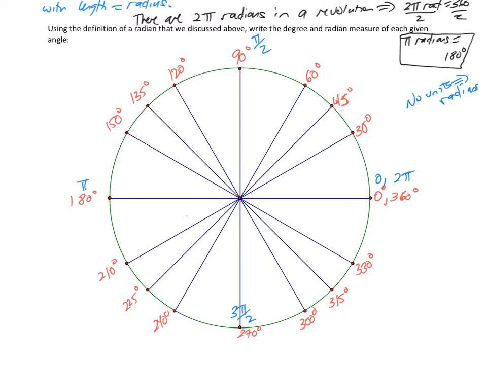The next thing we're going to do is cut the pi over 2, that amount of rotation, in half. So if we cut that in half, that's going to be half of pi over 2.